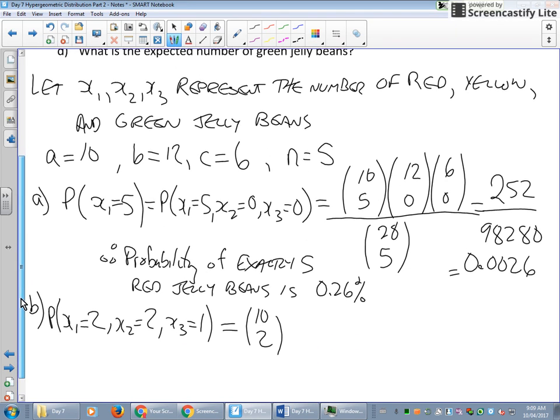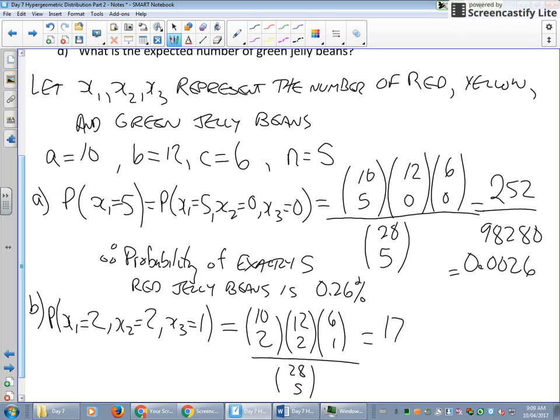And then the number of ways I can draw my yellow. 2. So what is the statement? 12 choose 2. There are 12 yellow beans. And the number of ways I can choose my green jelly beans? 6 choose 1. All divided by the same ways of choosing 28 jelly beans, choosing 5 jelly beans from the 28 that are present.